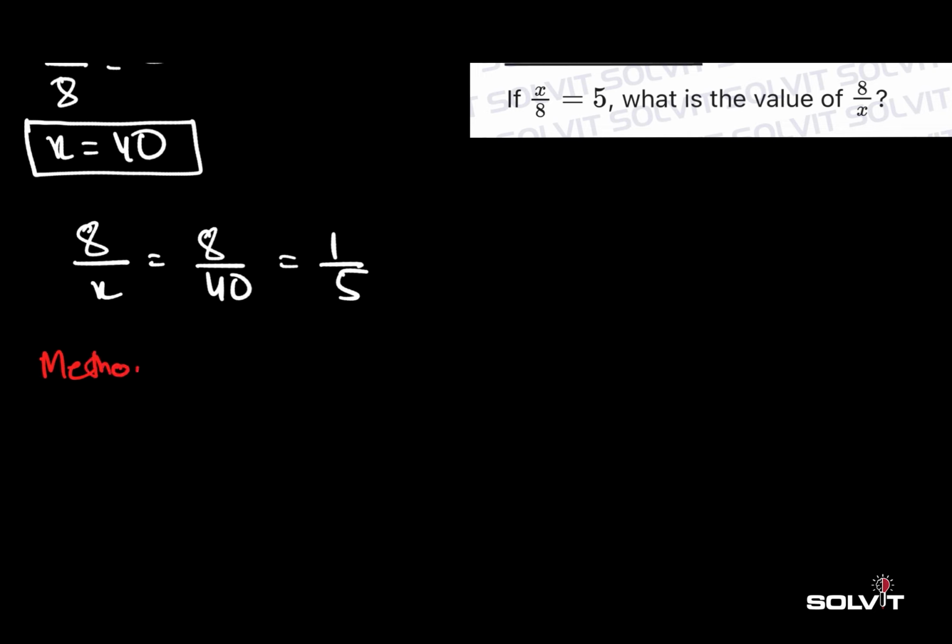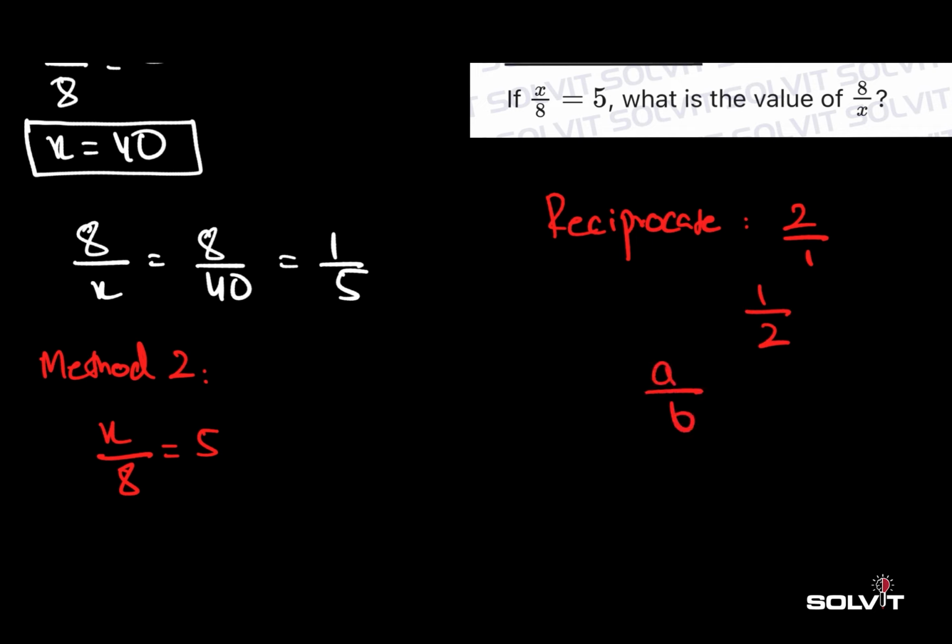Method 2 is a little direct and straightforward method, and it is recommended to solve it with this method. भाई इसी से solve करना अगर इस तरह का कोई question है. देखो जी क्या given है, x over 8 equal to 5 given है. Now what you have to do is they are asking for the value of 8 over x. That means वो बोल रहे हैं इसको reciprocate करो. Reciprocate का मतलब क्या होता है? Reciprocate means that अगर 2 over 1 दिया हुआ है, तो रेसिप्रोकेट क्या होगा इसका? 1 over 2 हो जाएगा. तो अगर a over b है तो उसका रेसिप्रोकेट क्या होता है भाई? It will be b over a, right?